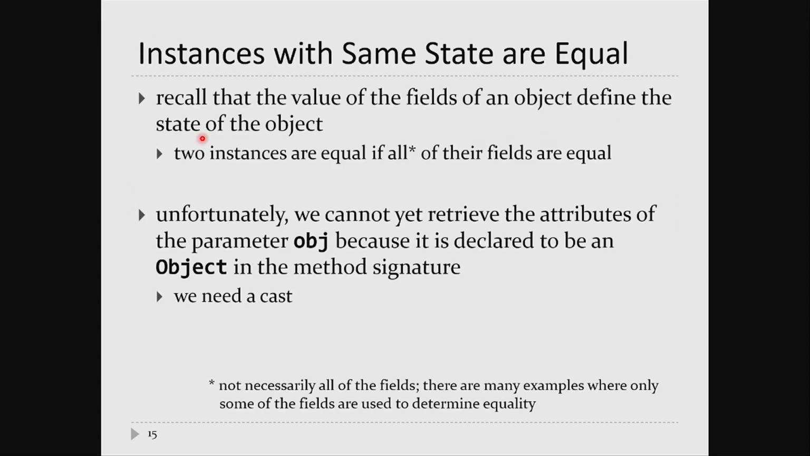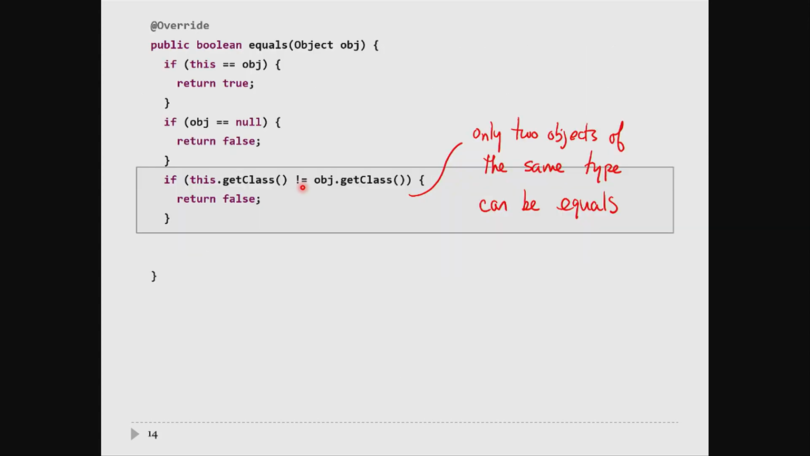Okay, next step, so this is part 4. Objects with the same state should be equal. The state of an object is just the value of its fields. For a Point2 object, the state is just its x coordinate and its y coordinate. So I want to check, are the x coordinates of both points the same and are the y coordinates of both points the same? But I have a problem.